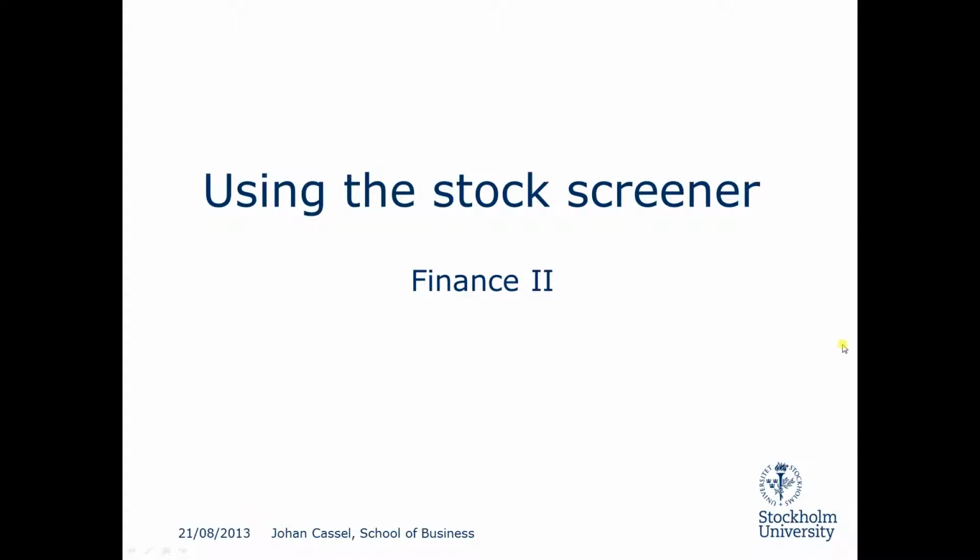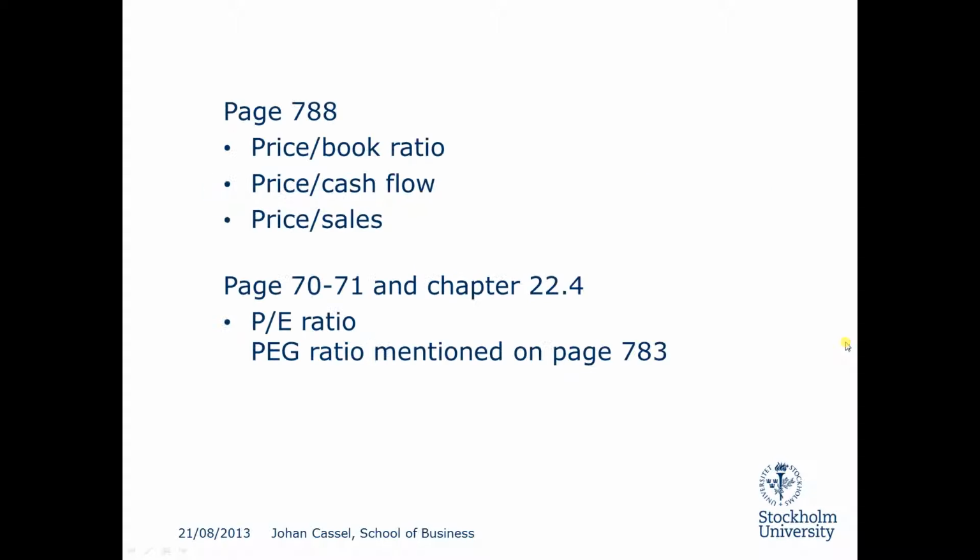Now I'm just going to show you that if you would like to read about this valuation that I used, then on page 788 you can find the price to book ratio and the price to sales ratio. There's also a little bit of information about price to cash flow, but the Yahoo screener didn't have that one. And you can read quite a lot about the P/E ratio. They first mention it on pages 70 to 71, and then you have it in chapter 22.4. The P/E ratio is only briefly mentioned, but you can still find it on page 783.